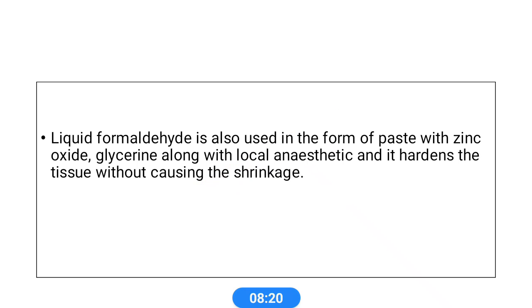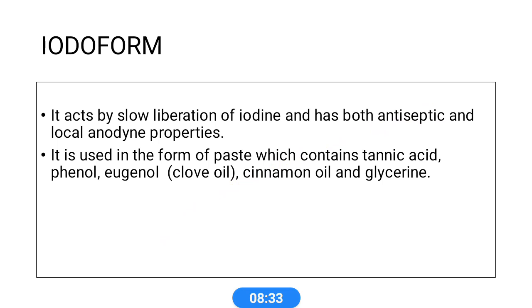Liquid formaldehyde is also used in the form of a paste with zinc oxide, glycerin along with local anesthetics, and this hardens the tissue without causing shrinkage. Iodoform mainly acts by slow liberation of iodine and has both antiseptic and local anodyne properties. It is used in the form of a paste which contains tannic acid, phenol, clove oil, cinnamon oil and glycerin.